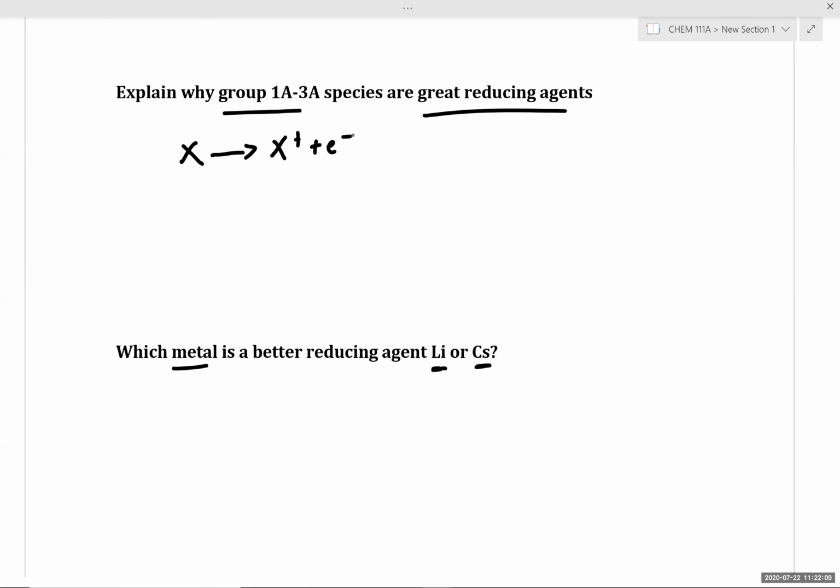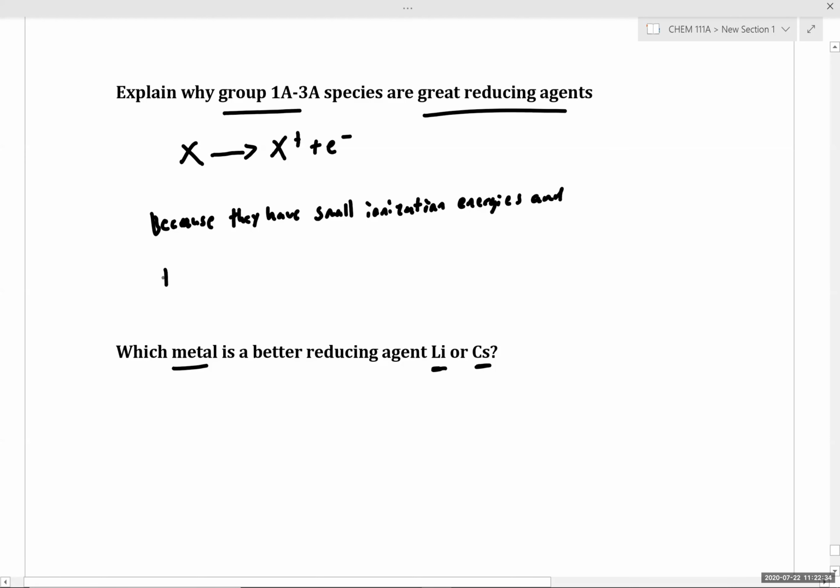Okay, so let's discuss this example. Group 1A through 3A elements are great reducing agents. Why? Because they have relatively small ionization energies, and they can readily donate electrons. It doesn't cost a lot of energy for these elements to donate electrons and function as reducing agents.